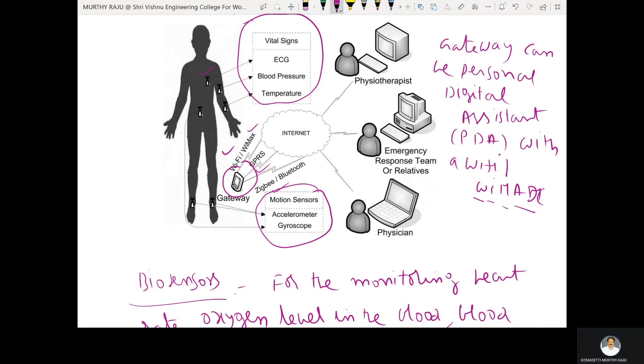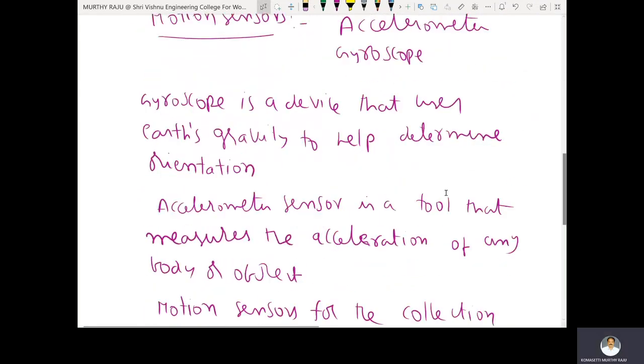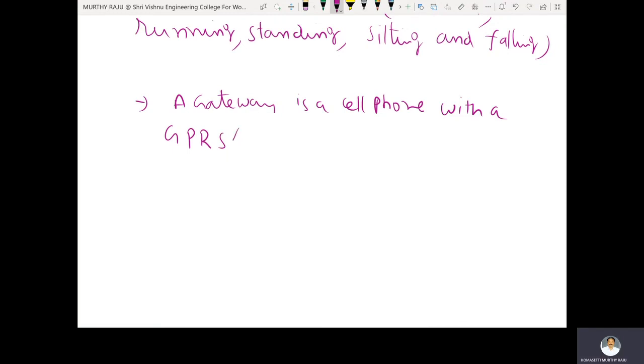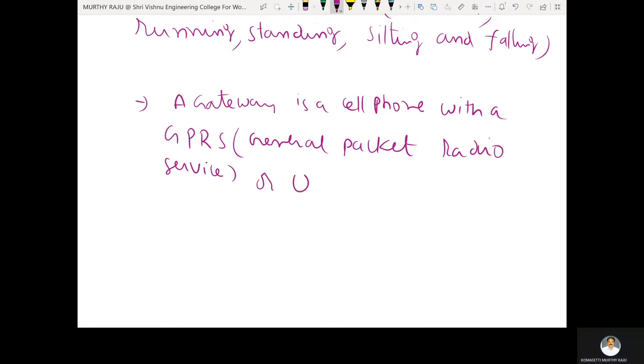Next one is a cell phone. Sometimes the gateway is also called a cell phone with GPRS, General Packet Radio Service, or UMTS, Universal Mobile Telecommunication Systems.